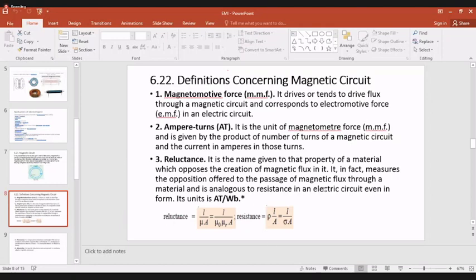So the magnetic force, which tends to drive the magnetic flux through the magnetic circuit, is called MMF, and it is similar to the EMF in the electric circuit. Clear? So magnetic force, MMF, is shown by the capital letter F. It tends to drive the magnetic flux in the magnetic circuit. It's called magnetic force.